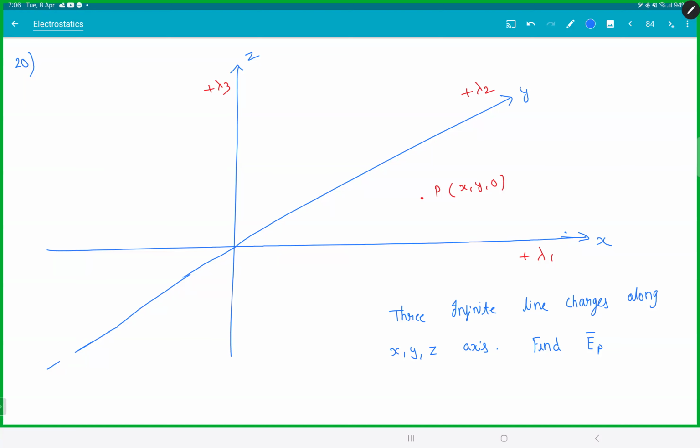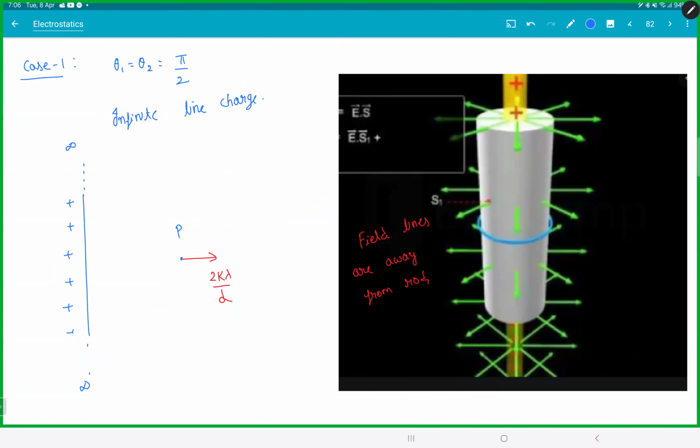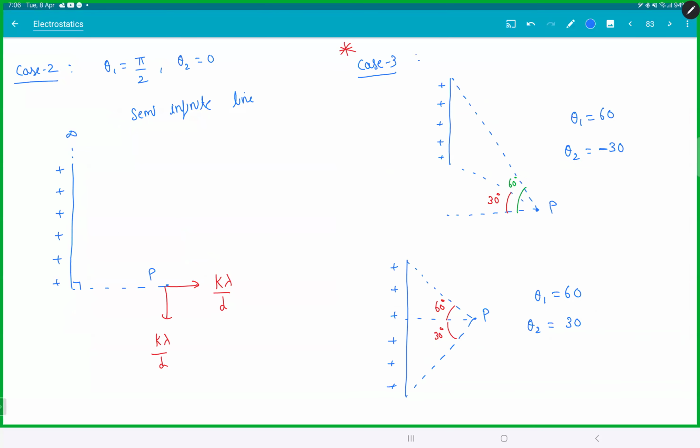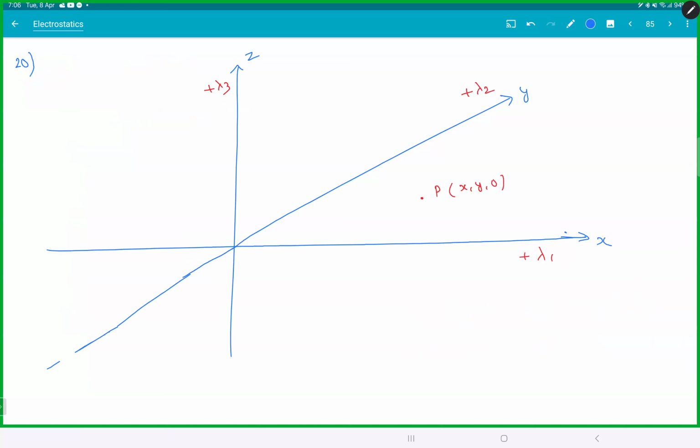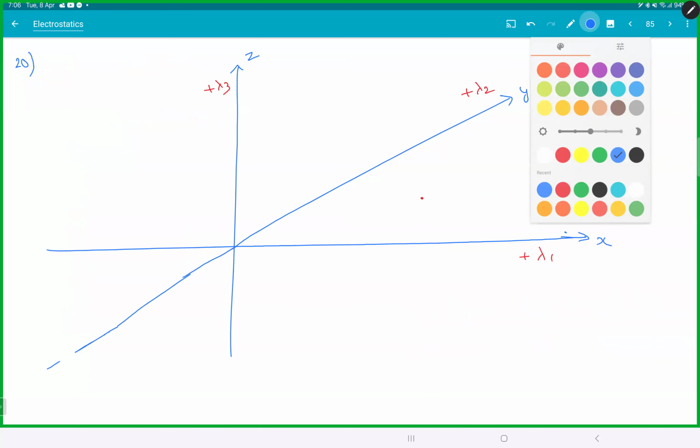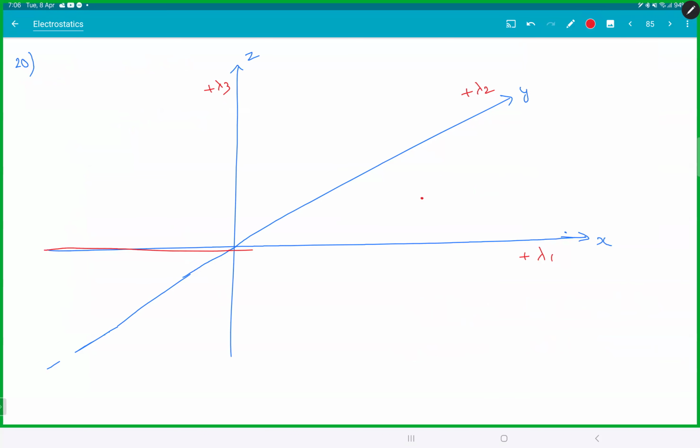Let's see. Remember, what is the formula for infinite line? 2k lambda by d. What is d? Perpendicular distance. What is the direction? Away from the wire. So let's do one thing. Let's color up each one. So let's say this thing I'll mark with red color. So for this, the point P, what is the perpendicular distance? Y, na? For x-axis, the perpendicular distance is y. So this field will be in this direction, which is 2k lambda 1 by y, and the direction will be j cap. So the x-axis line will give you field in the y direction.